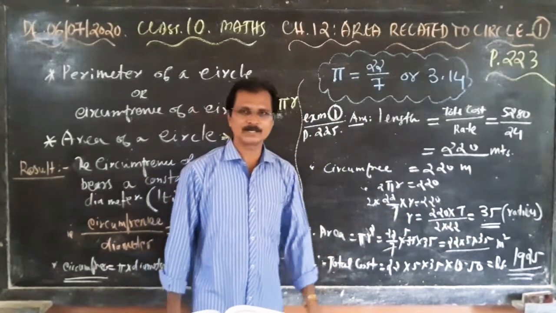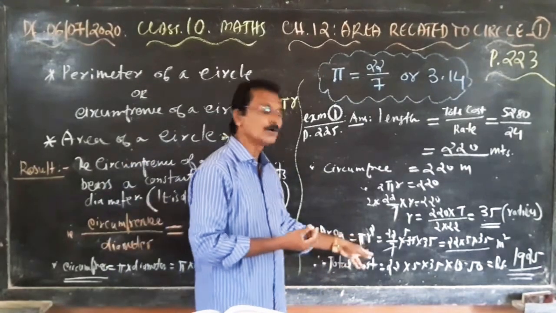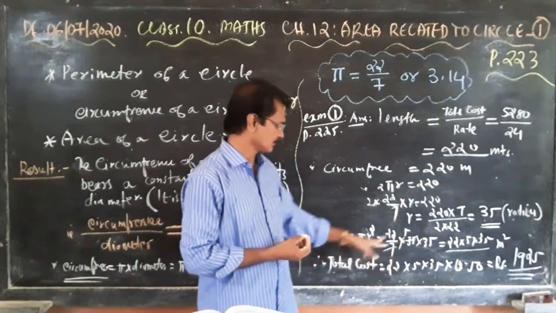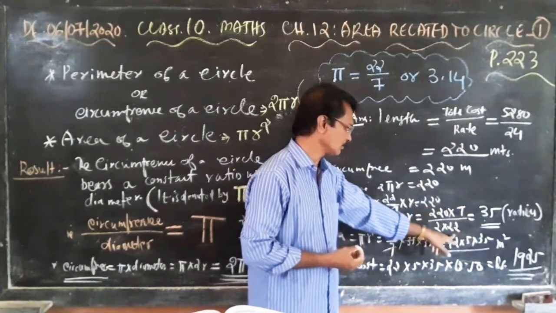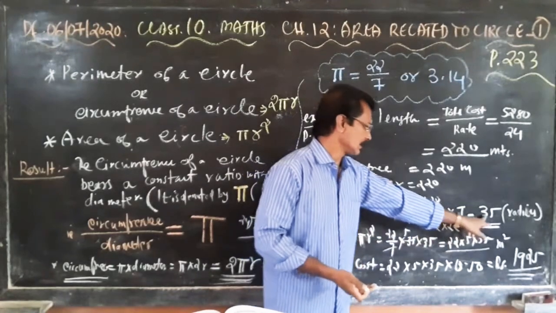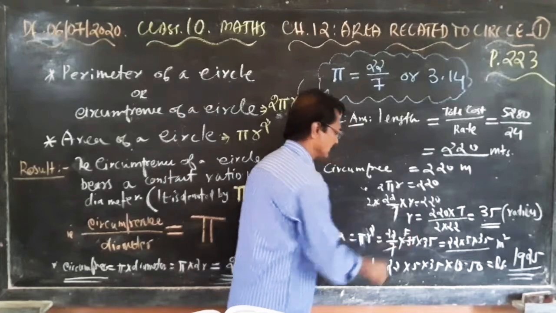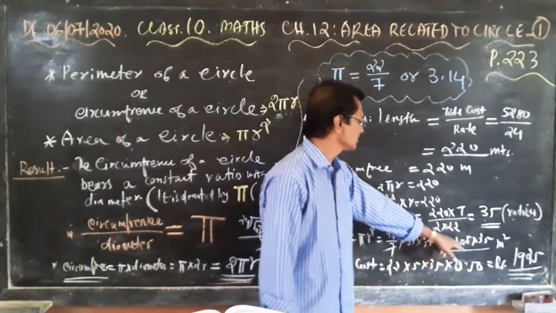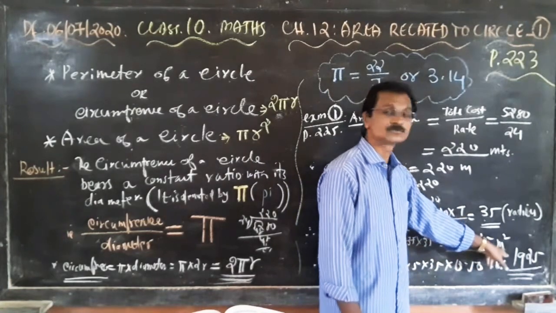Once we get the radius, we can find out the area. Area equal to pi r squared. Value of pi, 22 divided by 7, and the radius is 35. You solve this: 22 into 35 into 35 divided by 7. The 7 and the 35 get cancelled, 7 into 5 is 35. So area equals 22 into 5 into 35 square meters.